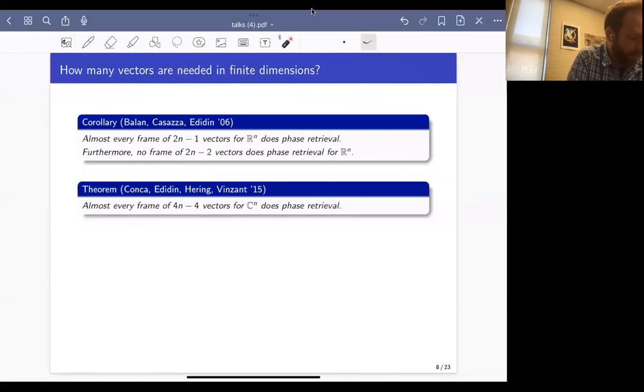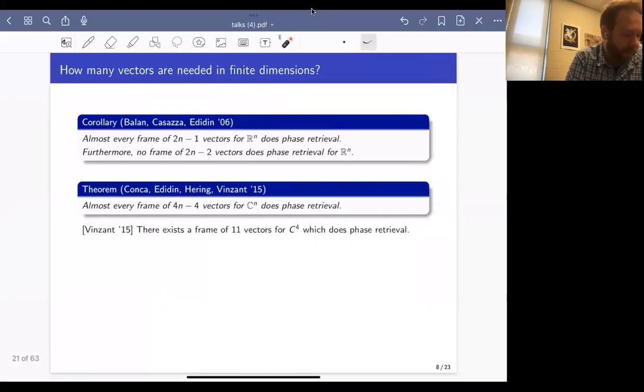And for complex Hilbert spaces, almost every frame of 4n minus 4 vectors does phase retrieval. But it turns out that you can actually do phase retrieval in complex sometimes with fewer vectors. And so this is really interesting: this 4n minus 4 vectors, if your dimension is 2 to the k minus 1, then that's necessary for phase retrieval. But there are counterexamples, which is pretty cool.